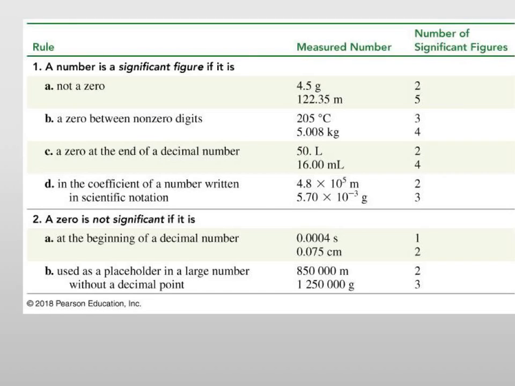A number is significant if it is a 0 between non-zero digits. So, for example, 205 degrees Celsius has 3 significant figures. The 0 is between 2 non-zeros and therefore must be significant. In 5.008 kilograms, both of the zeros are in between 2 non-zeros and therefore are significant.